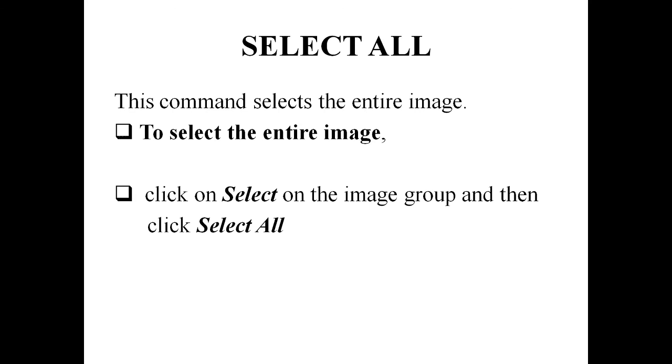Select all. This command helps to select the entire picture. To select the entire picture, we have to click on the select option in the image group and then click the select all option. Okay. So these are the three ways of selection in Paint program. Let me show you how to select using the Paint program.